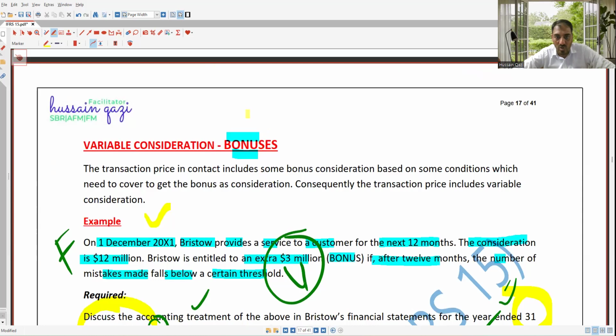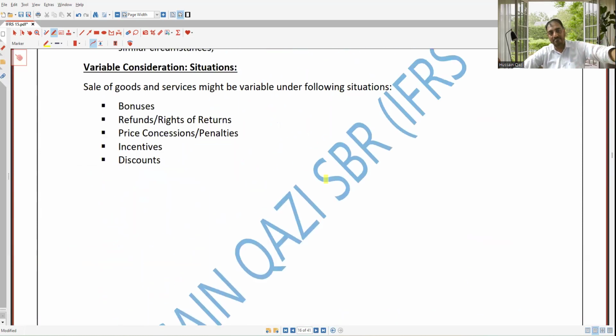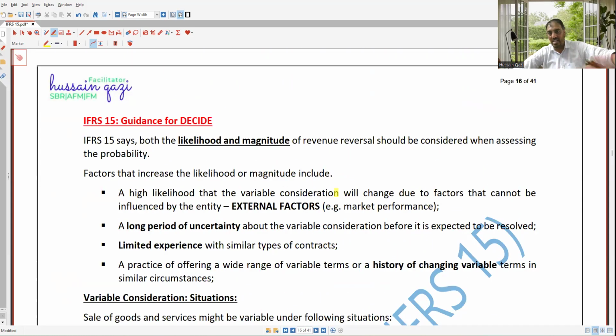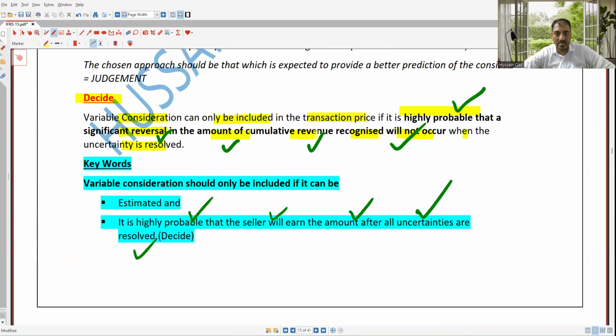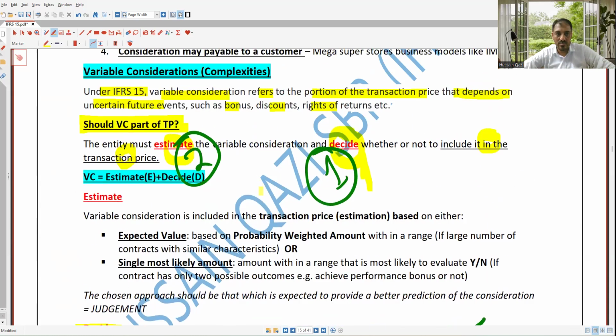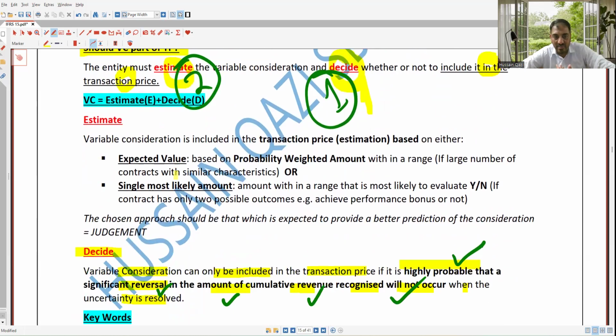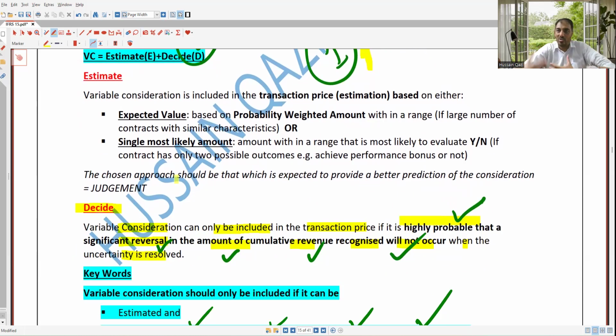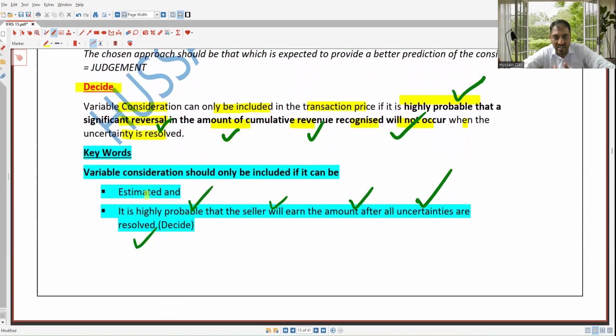The first thing is about bonus. If the contract includes a component of bonus, that's an example of variable consideration. So we have now covered the rules about variable consideration. Now it's time to discuss more about it, because variable consideration is not related only to the bonus. There are more things we can discuss here.